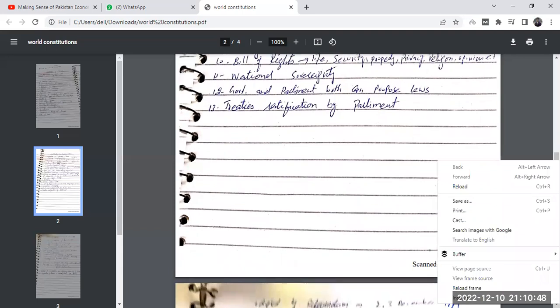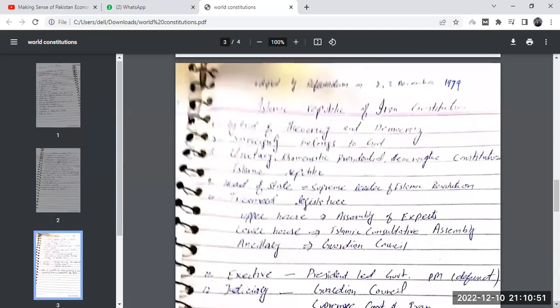So that's it. Next, we move on to the Islamic Republic of Iran constitution.